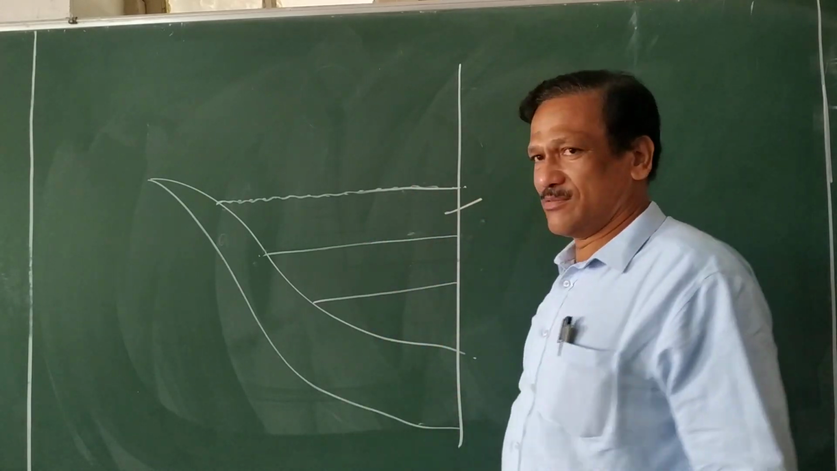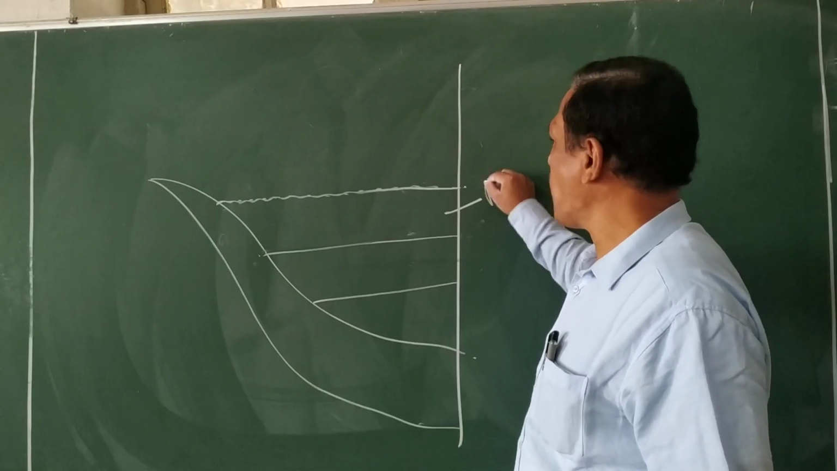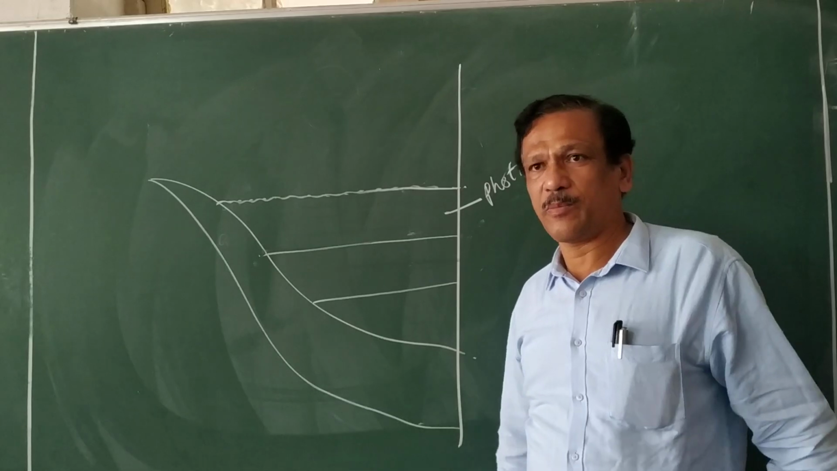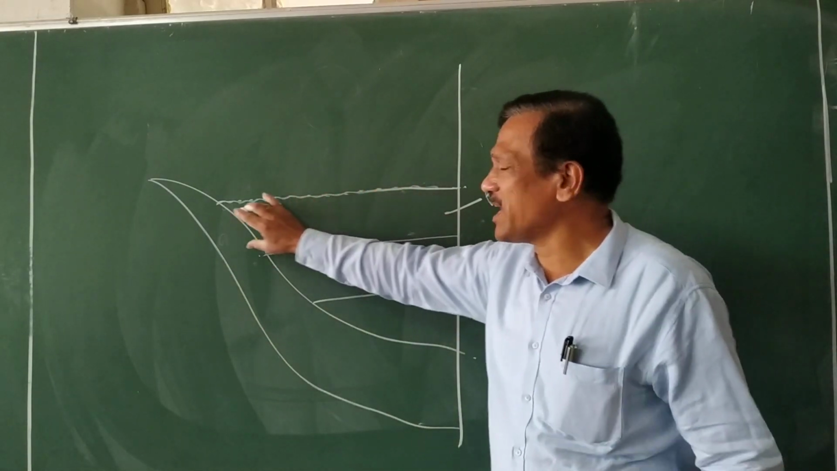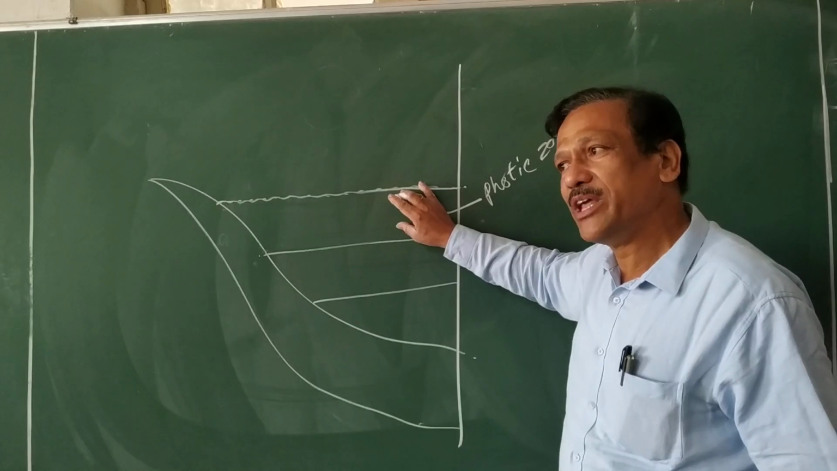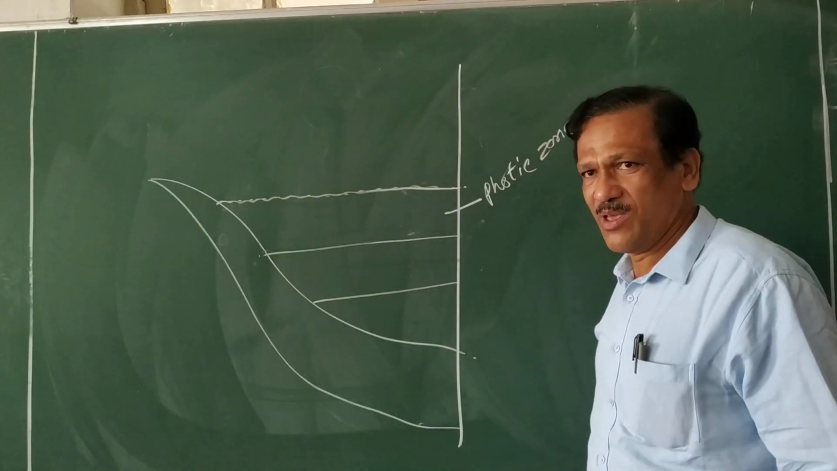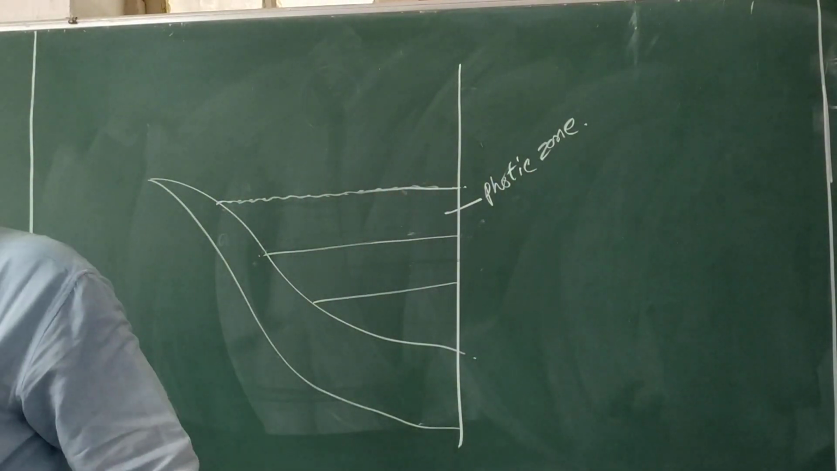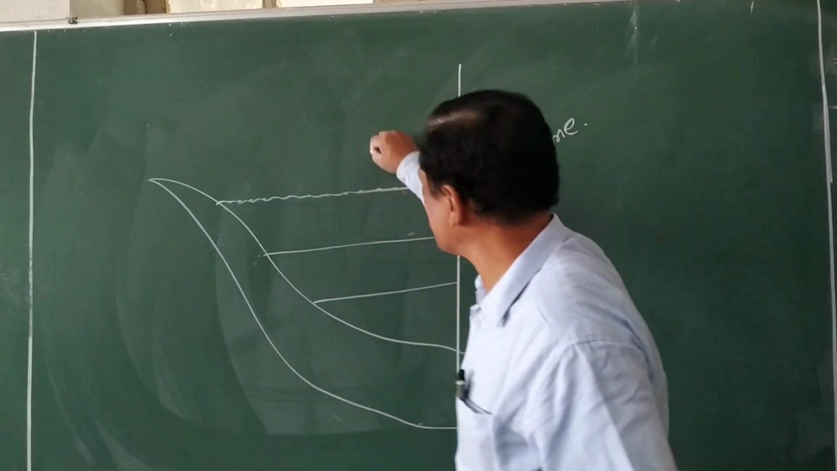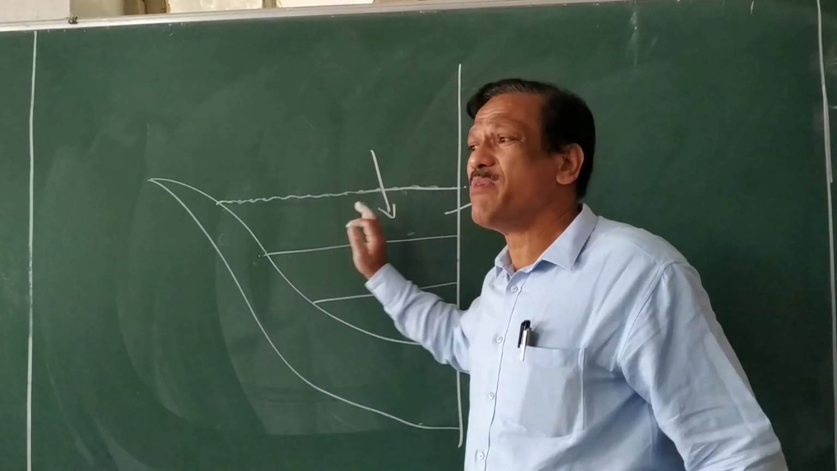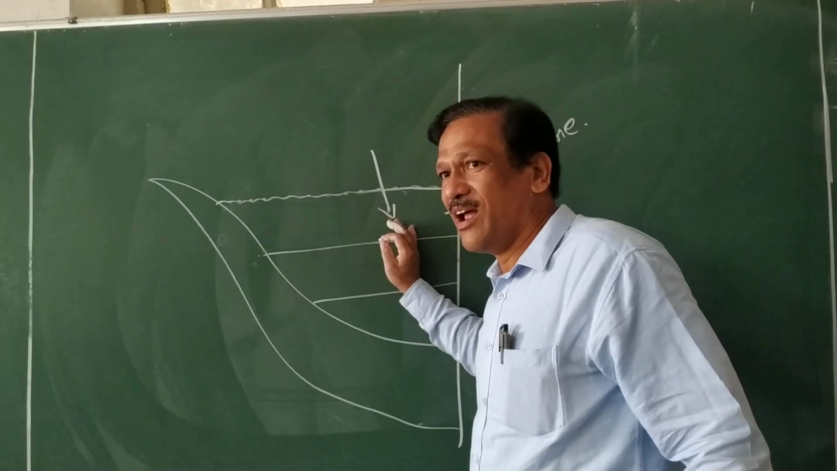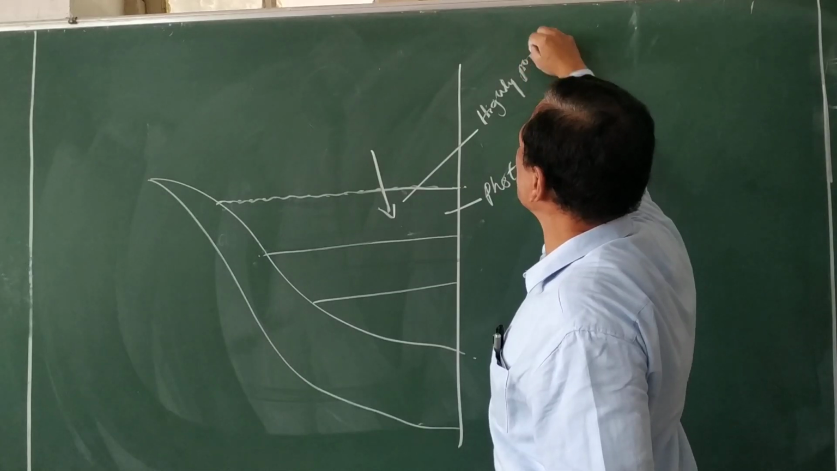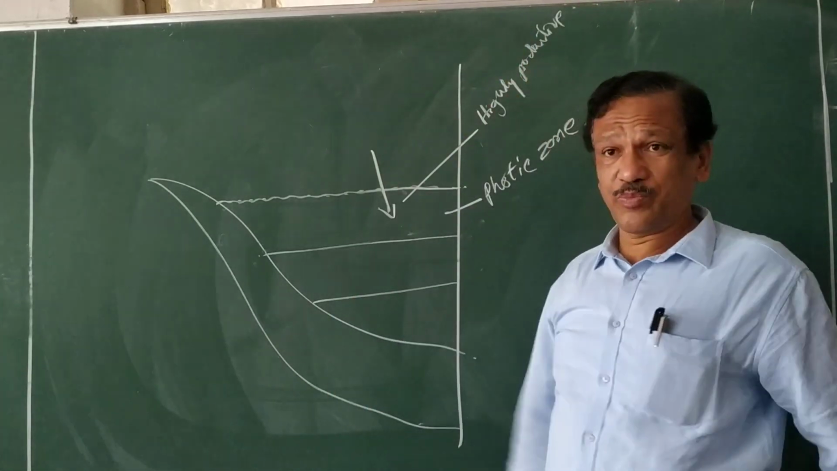So this zone is called photic zone. Photic zone means the uppermost layers of water in any pond ecosystem or in any aquatic ecosystem, where there is maximum light. Maximum light. And this maximum light results in the formation of maximum amount of glucose. And therefore this is called highly productive zone. Highly productive.